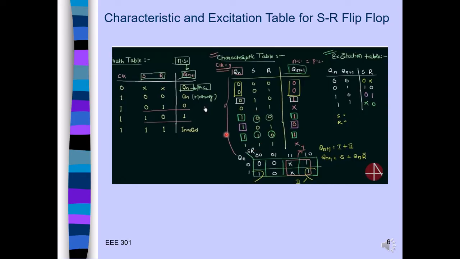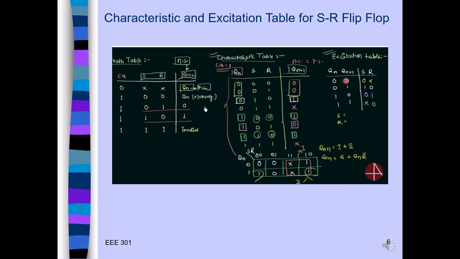1 0, again 1 0 will be set, so it will be set to 1. 1 1 will be don't care. Okay, so this will be helpful to determine the excitation table. If you look at the excitation table, right now we also have Qn. This is your present state, this is your next state, and this is your S and R.